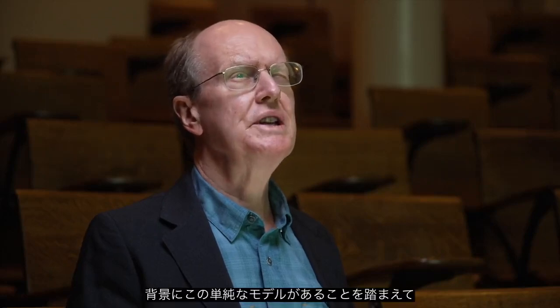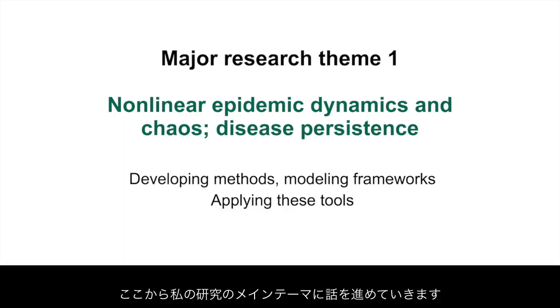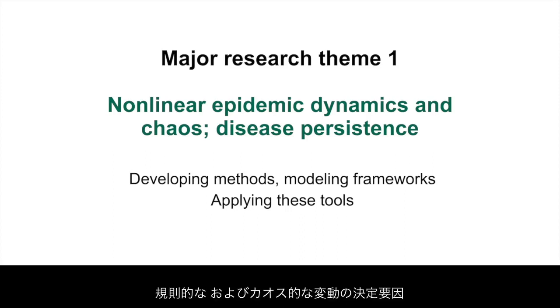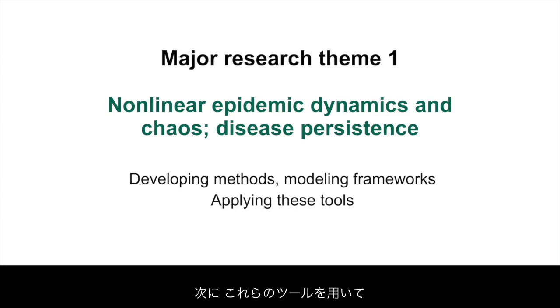With this simple model as background, I now turn to major themes in my research. The first of these is looking at nonlinear epidemic dynamics, the determinants of regular and chaotic fluctuations and disease persistence. I explored these in measles and other childhood infections. We needed first to develop statistical methods to analyze epidemiological data, as well as new modeling frameworks. Then we applied these tools to address biological questions.